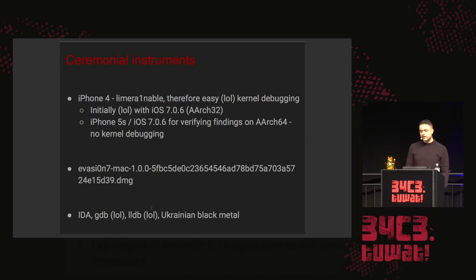I also had an iPhone 5S with the same version of iOS, and I had that in order to verify all my findings and redo my tests on an ARM 64 device. As I told you, the iPhone 5S at that time was the only ARM 64 device, I think, on the market. I don't think there was another consumer device with ARM 64 at that time. So that's the exact version of iOS 7 I was analyzing. And of course, ZDAT, ZDB, LLDB.